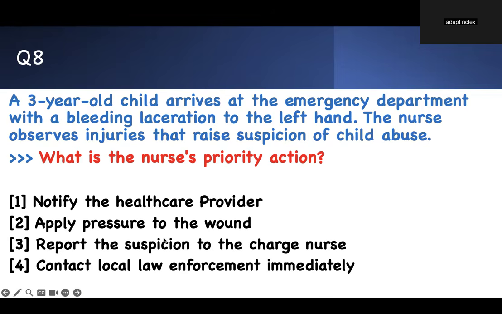A 3-year-old child arrives at the emergency department with a bleeding laceration to the left hand. The nurse observes injuries that raise suspicion of child abuse. You think there's child abuse. What is the nurse's priority action? What do you want to do?